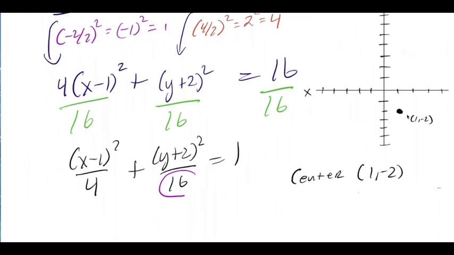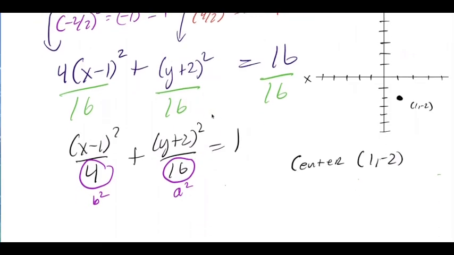Next, we've got to find our vertices and our co-vertices. Vertices are always on the major axis. A squared is always our bigger number. In this problem, a squared is underneath our y. So this guy's going to be our a squared, so it's going to be a vertical graph, up and down. And this is going to be our b squared. Generally, I don't overthink it. A squared equals 16. Square root it. A equals 4. Since that was underneath our y squared, we're going to move that much on our y.